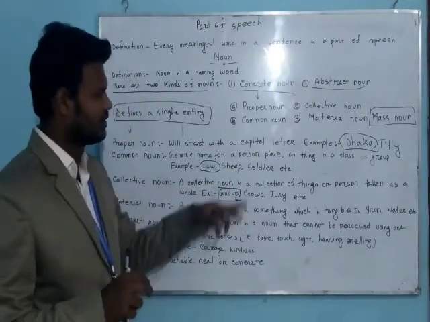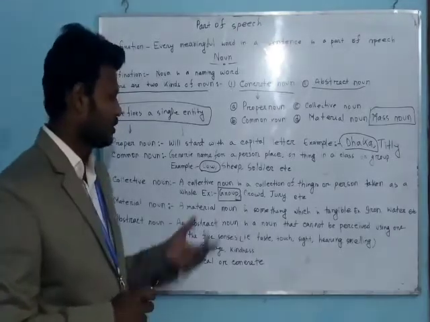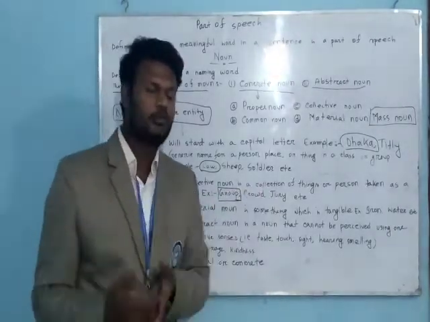A collective noun is a collection of things or persons taken as a whole. So examples: group, crowd, and jury. So I hope you have got it.